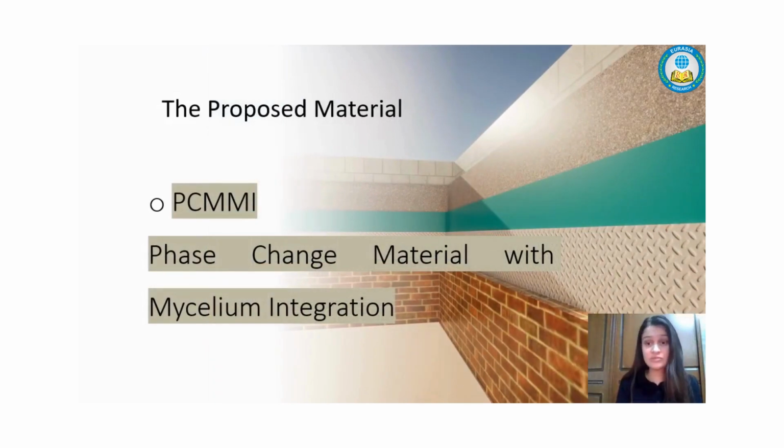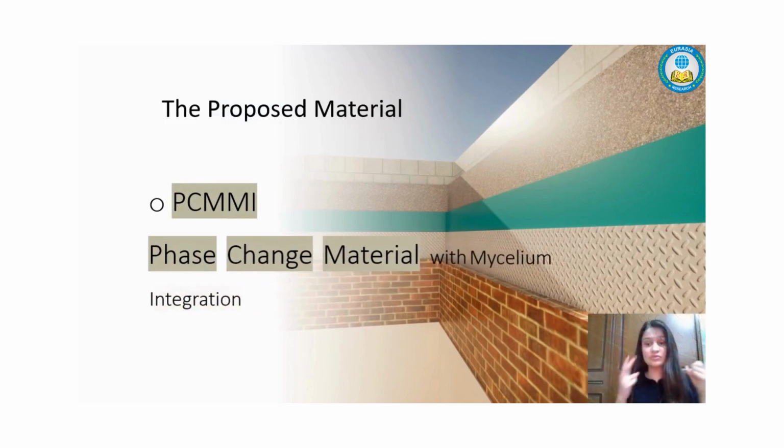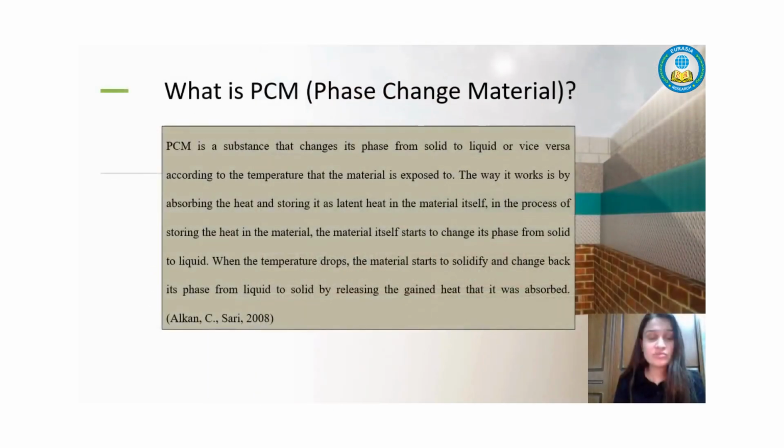Starting with the material, the phase change material mycelium integration, it's actually a combination of two materials. The first material is phase change material. What is phase change material? Phase change material is actually a self-explanatory material because it changes its phase. It's a material that changes its phase when it is exposed to heat from solid to liquid, and when the heat drops below a certain degree, it releases the heat that it consumed, and then turns its phase back to solid.